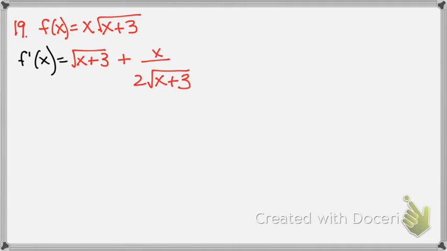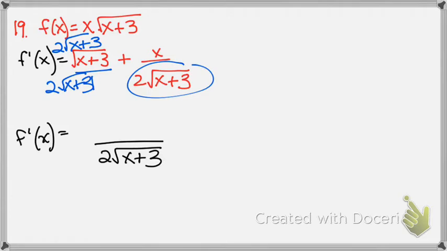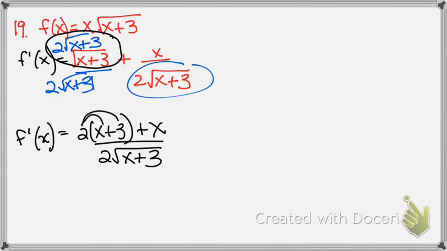So to simplify it, I'm going to get a common denominator. So I'm going to multiply this first fraction by the same denominator as this, a 2 and a square root of x + 3. And this is still my first derivative. So keep my common denominator, 2 square root of x + 3. In the numerator, when I multiply these, I'm going to have a 2 and the square root of x + 3 times another square root of x + 3, which is just x + 3 without the radical, and then plus x. Now all I need to do is distribute and combine like terms.